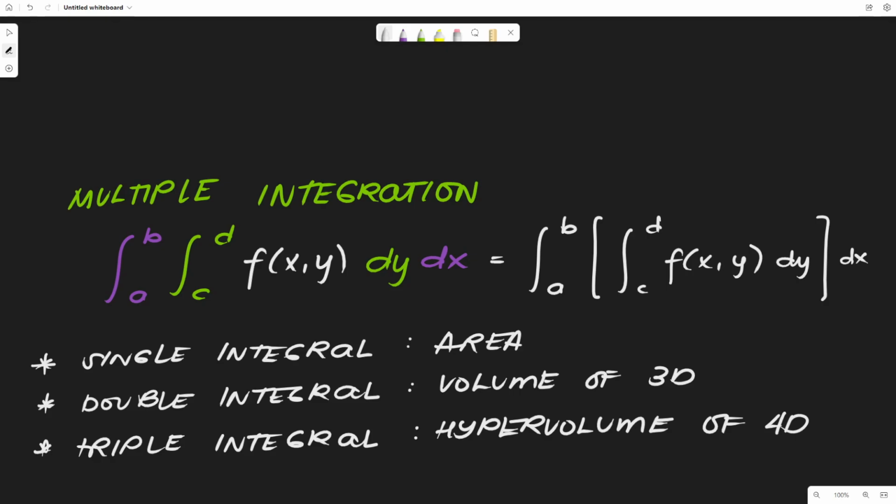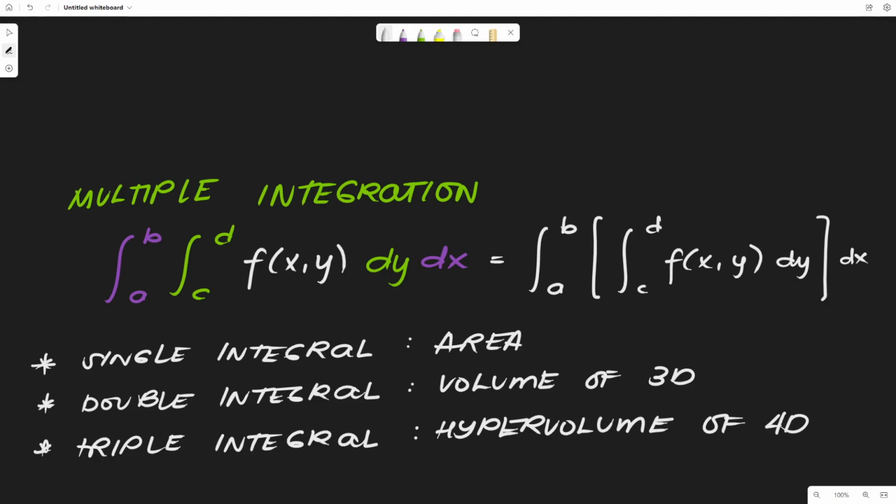So kung titingnan natin, meron tayong grouping na ginagawa, in this case yung kulay green muna, yung integral from c to d of f(x,y) dy. So yun muna. Then kapag na-evaluate na natin, tsaka natin kukunin yung integral from a to b ng dx naman. Okay? So multiple integration is usually applied in geometric applications ng integrals.